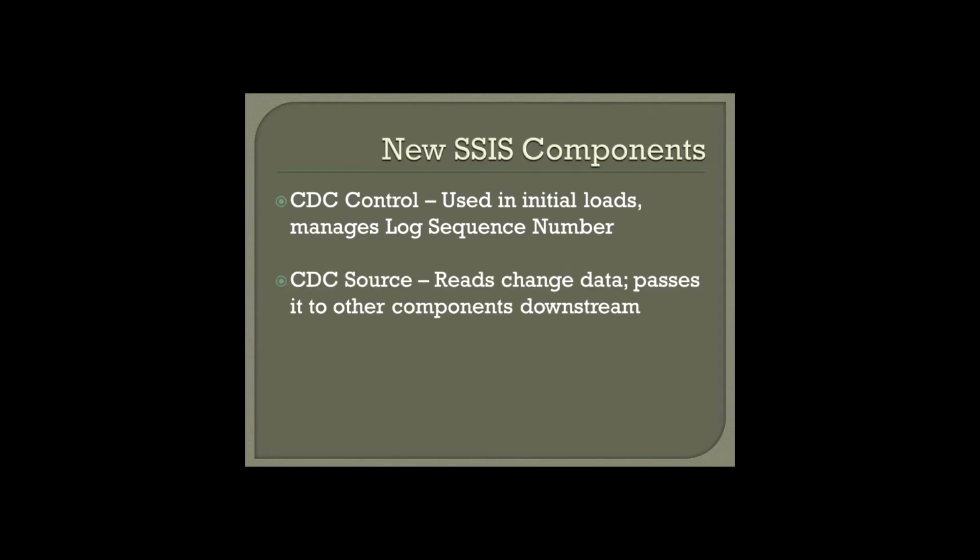Then we also have a CDC source. This is a data flow component, and what it does is read change data and pass it to other components that are downstream. So as data is being brought into the data flow, the CDC source looks at it and determines, okay, is this an update? Is it a delete, or what is it? It basically marks it. And then it sends that down to the CDC Splitter. So basically, the CDC source is going to mark what each row is, and then the CDC Splitter is going to split that into the 3 different types. You have your inserts, your updates, and the deletes.